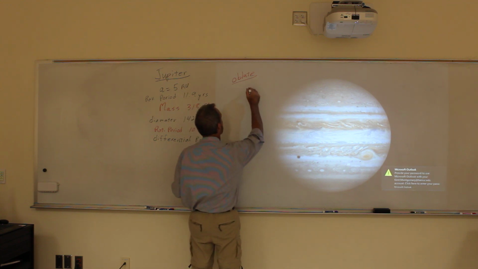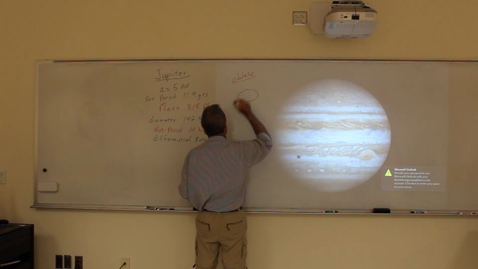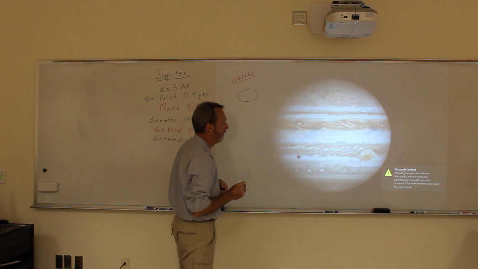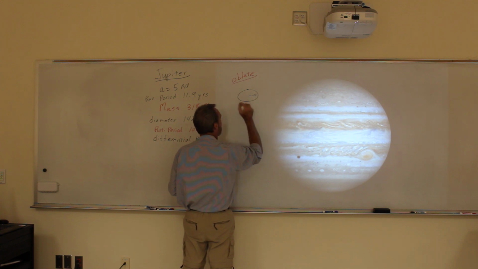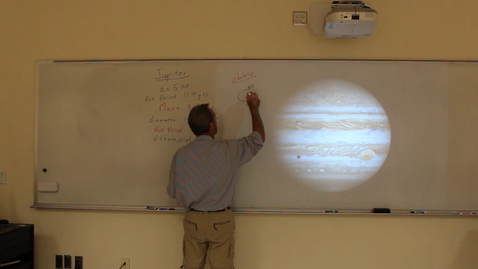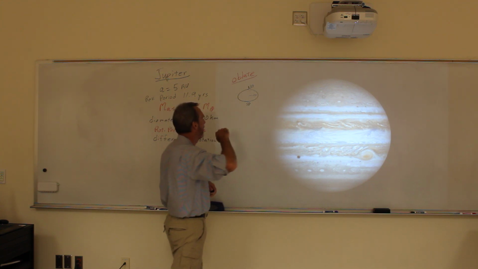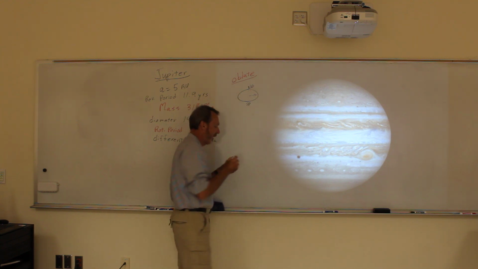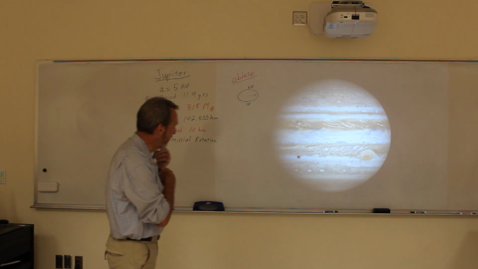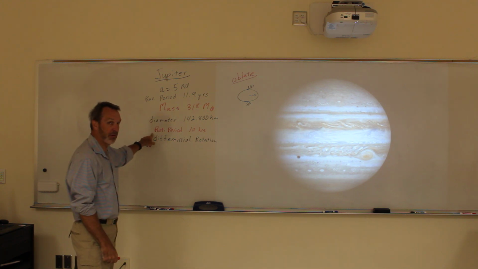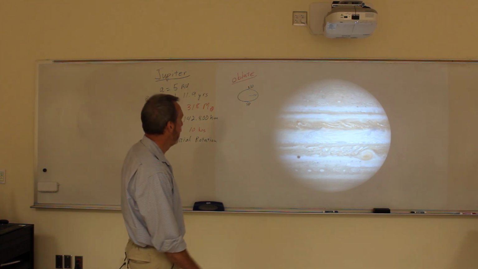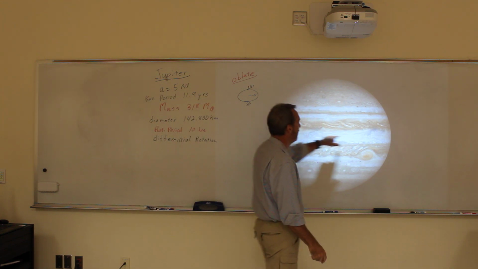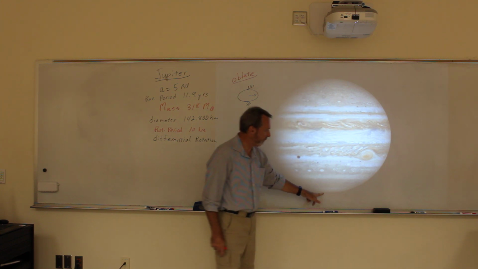Oblate means it's flattened. Flattened is because it's rotating so fast, essentially the equator is bulging out. If this is the North Pole, this is the South Pole. Oblate means it's a flattened curve like that. Prolate would be an extended one like that. And so the reason for that is because even though it's much bigger than the Earth, it's rotating much faster. Its period is half as much. So it's rotating so fast, the equator is actually expanding outward. So if you measure the distance across this way, it's longer than if you measure it this way.